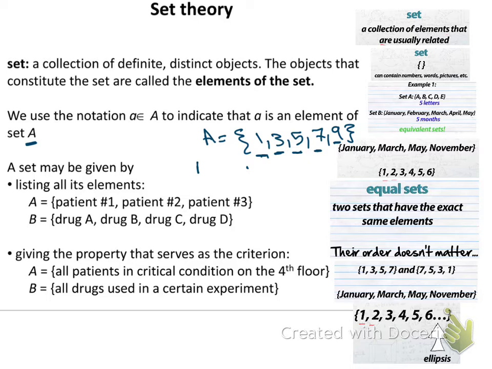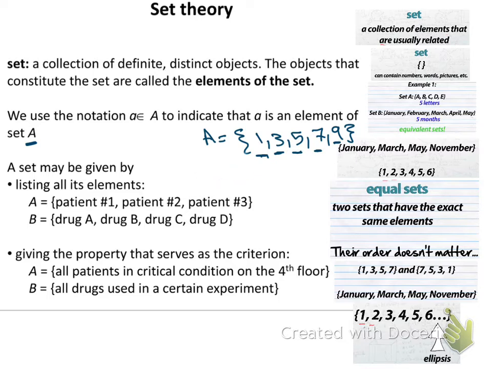I can say A, element of, okay. So I can say 1 is an element of set A. So when I use this belongs-to or element-of notation, I'm talking about an element to a set, element to a set, not set to a set.